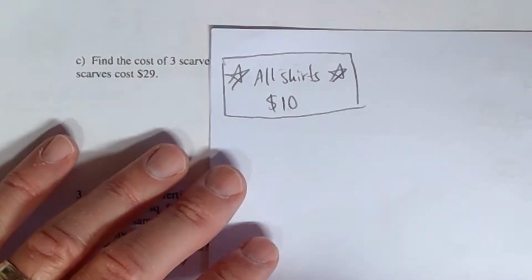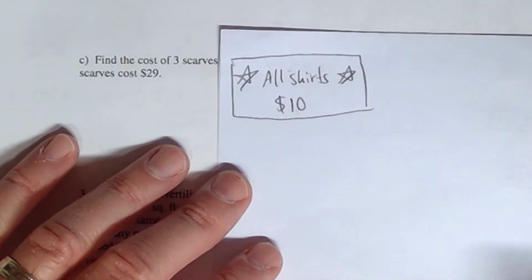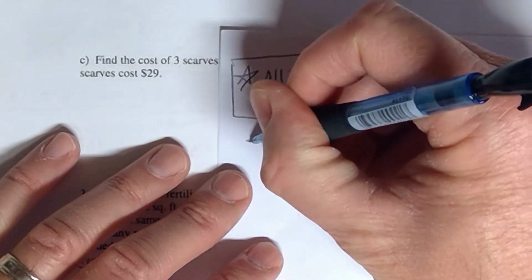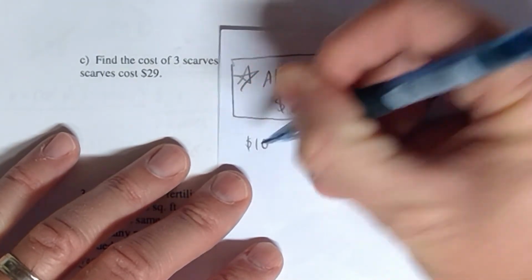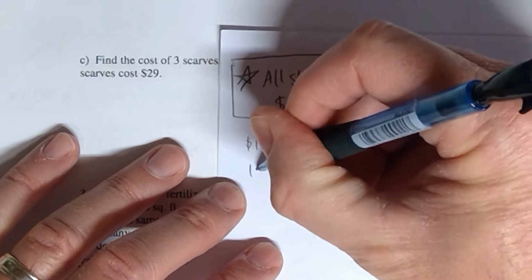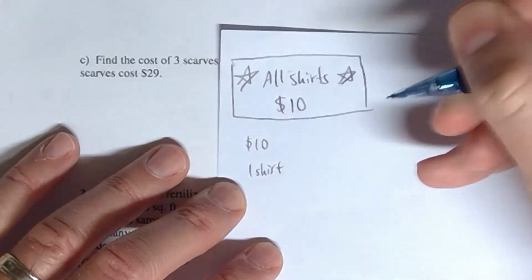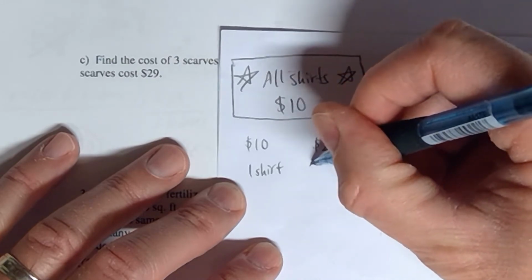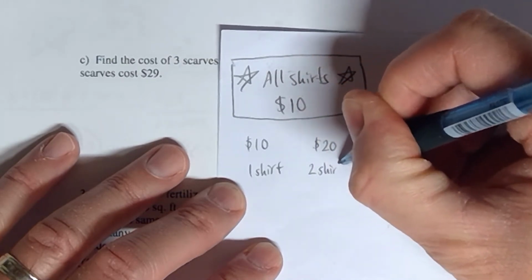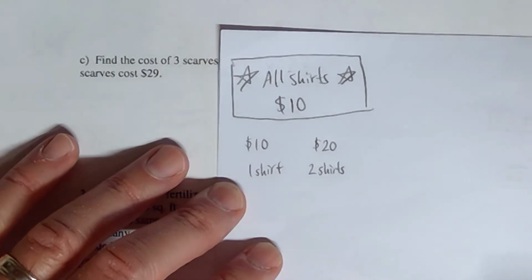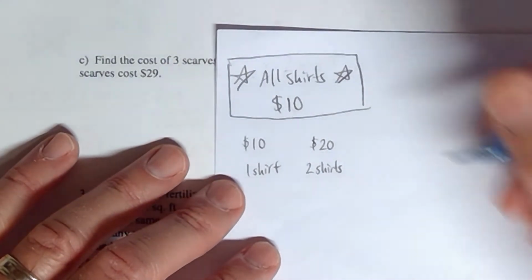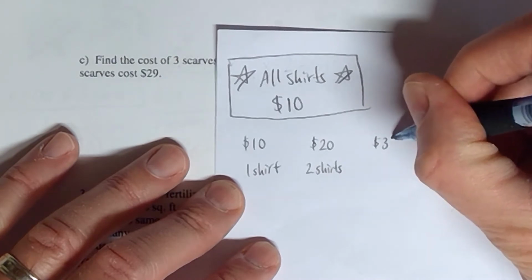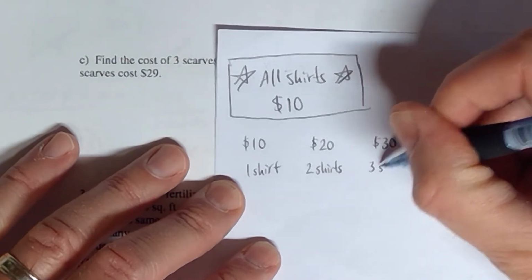Watch this. Speaking of fractions being equal to each other, isn't it true that if all shirts cost $10, then it would cost $10 for one shirt? But wouldn't it also cost $20 for 2 shirts, you guys? Because 10 plus 10 is 20, so $20 for 2 shirts, right? It would also be true that it would be $30 for 3, right? And you can keep on going with this.